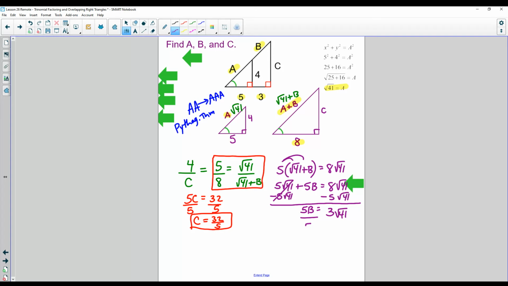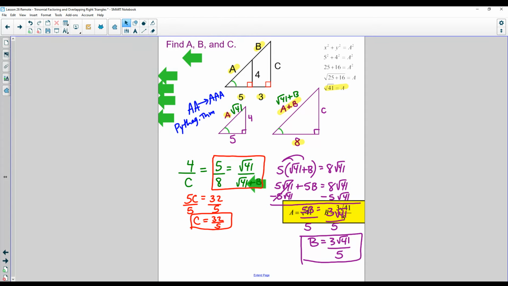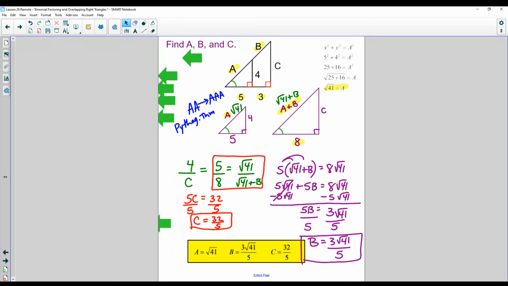Okay, divide both sides by 5, and we have B equals 3 root 41 over 5. That does not reduce any further, so that's my answer. All right, so my solution's done. Here it is beautifully here. What A is, what B is, and what C is.